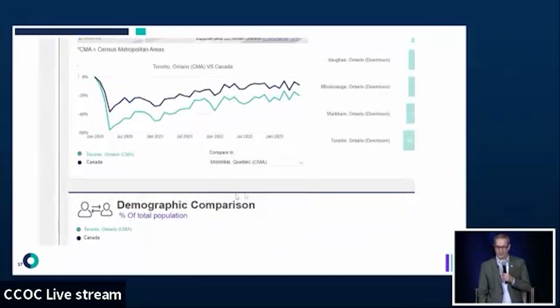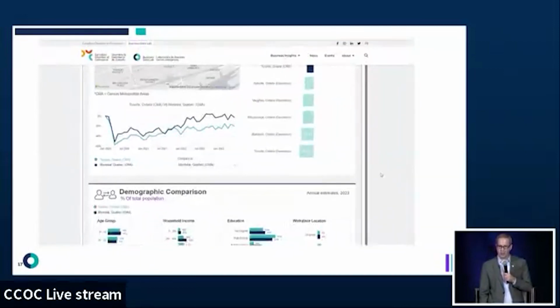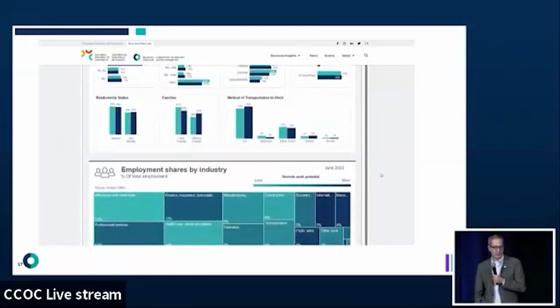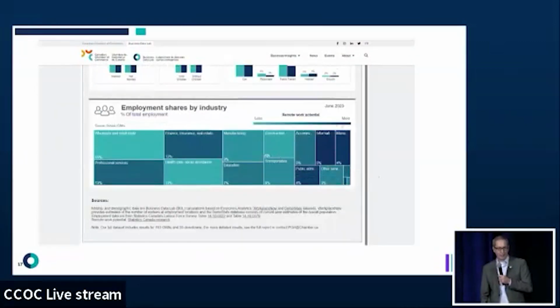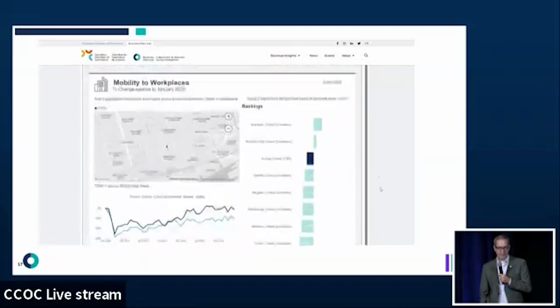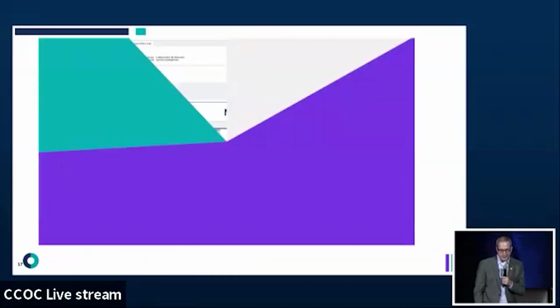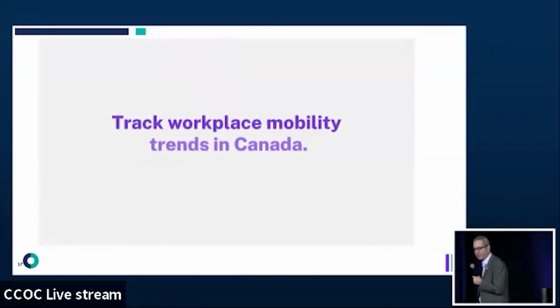How does Toronto compare to Montreal? Oh, actually Montreal is a good news story. Montreal is one of the cities that have come back faster in terms of the return to downtown. And then we have demographic data that we're using, employment shares. You can easily click and compare your city to another city. We have data for 55 different downtowns and about 153 different CMAs. So that is the workplace mobility trends.